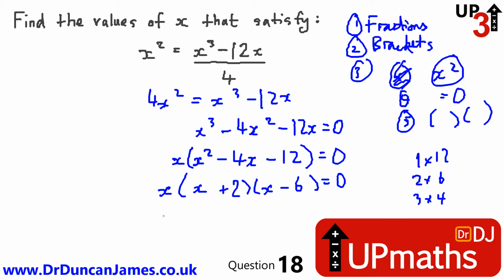You can multiply that and check it if you like, or use your method of choice to work those numbers out. So we now know that x equals 0, or x equals minus 2, because x plus 2 has to be equal to 0, or x equals 6, and those are the 3 answers.